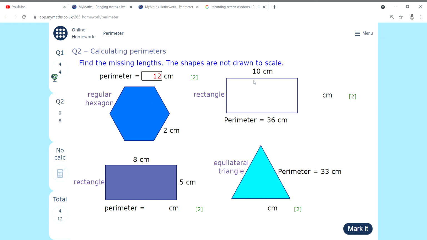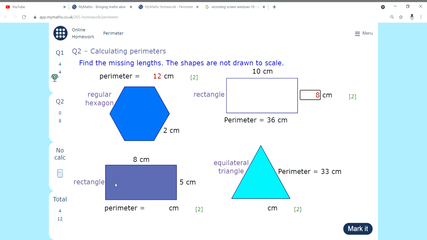The perimeter of a rectangle, so this is interesting, 36. You've got to know that this is 10 and this is 10, so the two sides are 10, so you've got 20 for the two sides. We know all the way around is 36, so that means I need these two to be 16. We know both sides of the rectangle are going to be the same, so I need half of 16, and I get 8 for this side, and it's going to be 8 on the other side. And then you've got 8, 8 is 16, 10, 10 is 20, 20 and 16 is 36.